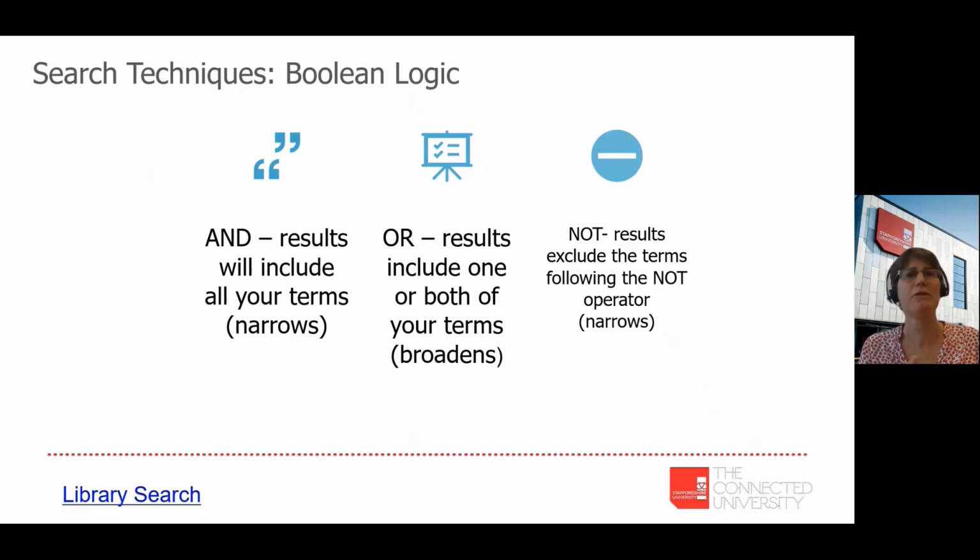The final one is if you want to exclude certain terms, you would use the word not before your final keyword. An example of that is if I want to find out about the theatre, but I'm not interested in medicine, I would probably put theatre not medical. So that's an important thing there.